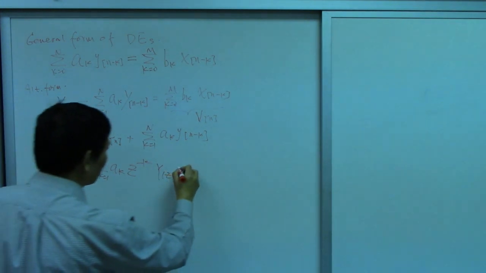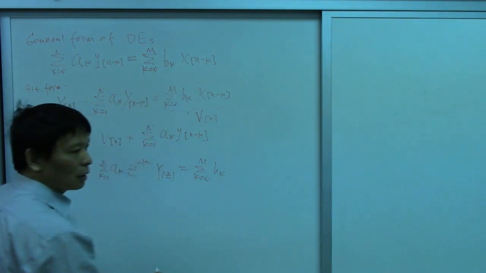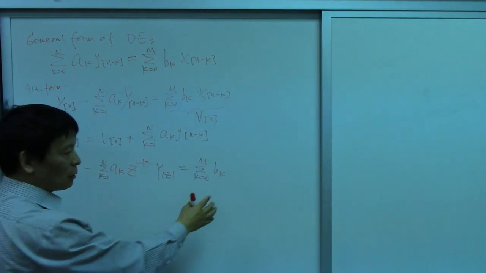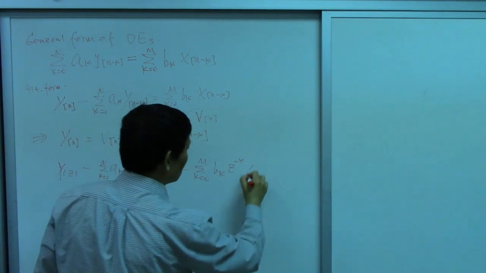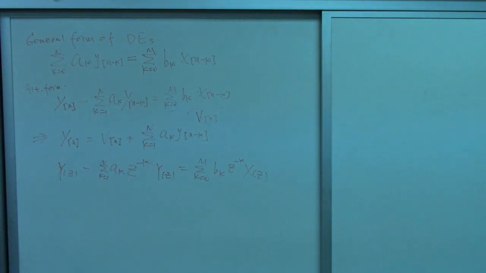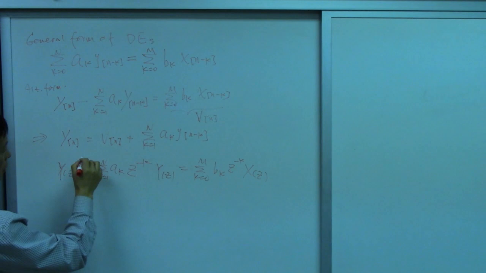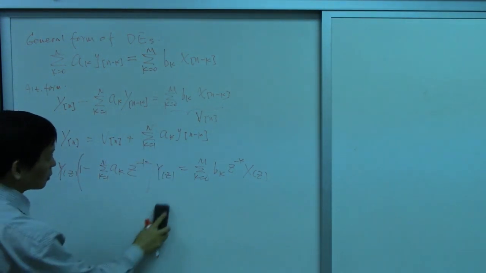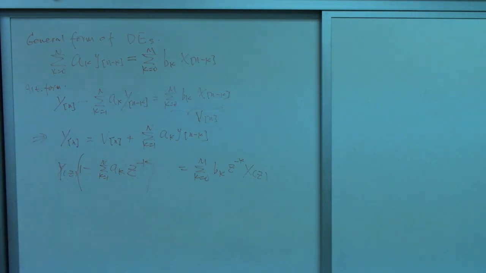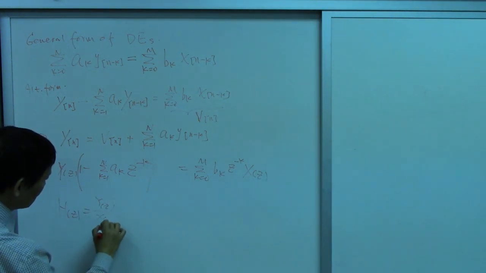The right hand side will be equal to the sum for k from 0 to capital M of b_k. What do we have here? z to the negative k and X(z). Okay, I can move this Y(z) outside, and there's 1 here, like this. So this one will be gone. Combine this. The system function, by definition, is Y(z) over X(z).